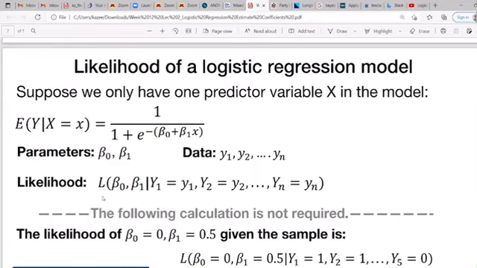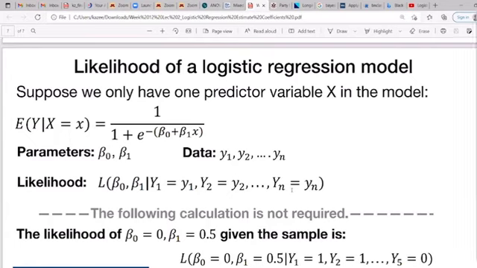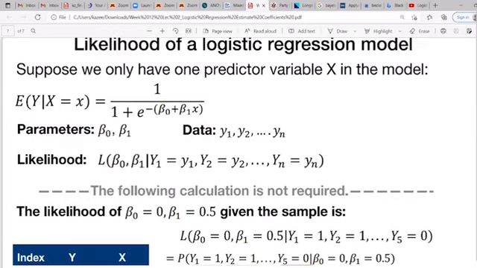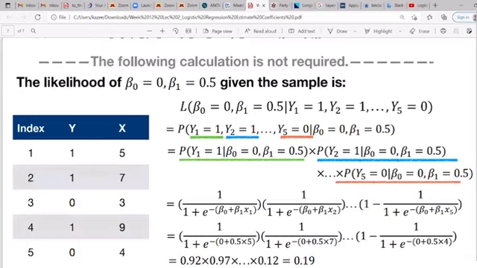We are looking for the values of beta naught and beta 1, given the data set, that maximize the likelihood. Okay, what we're going to do now, you can begin by assuming that if you let your beta naught be 0 and you let your beta 1 be 0.5, what happens?